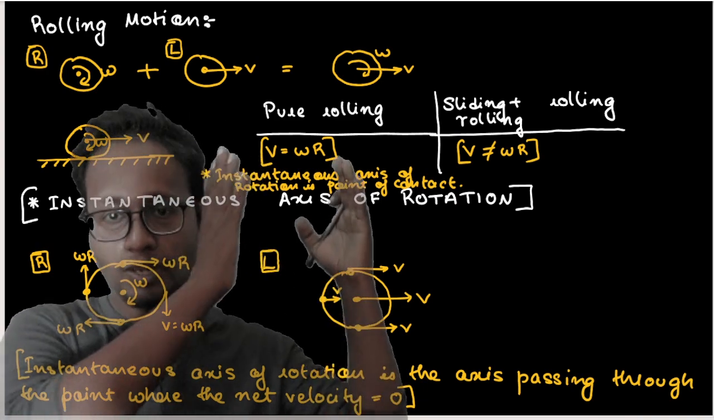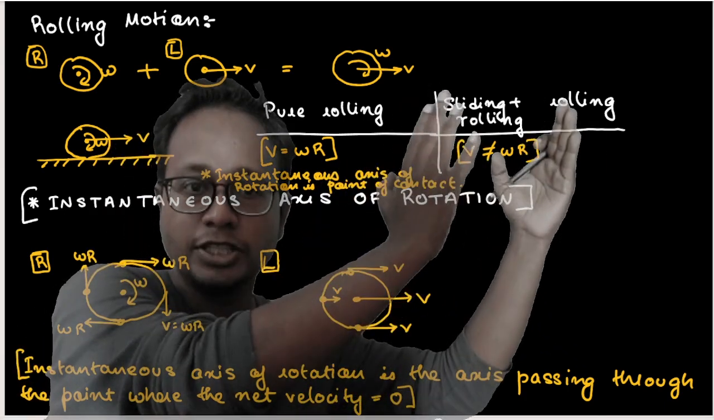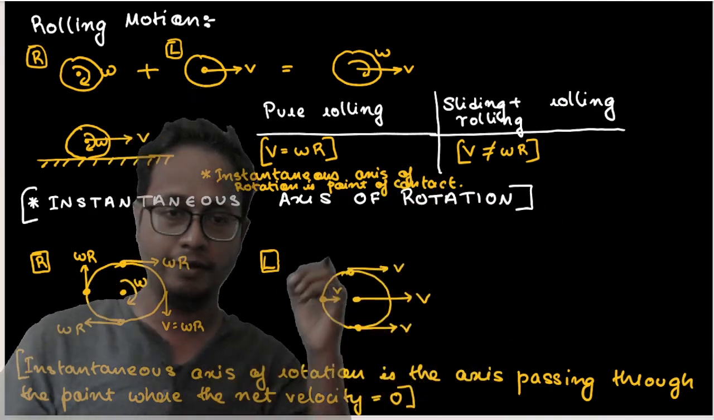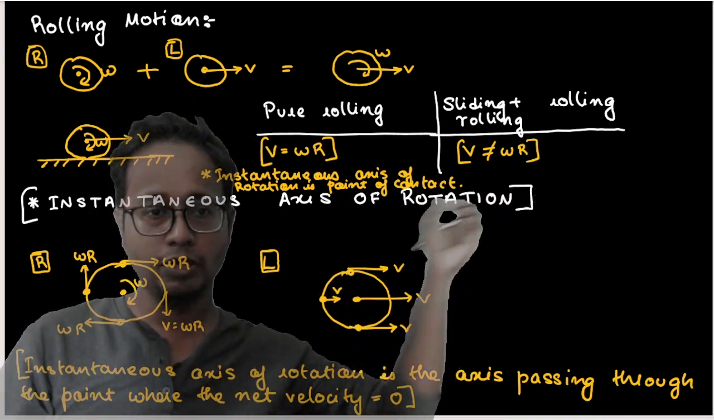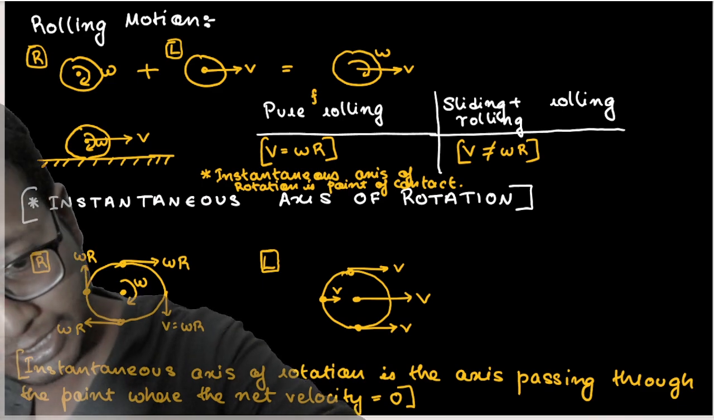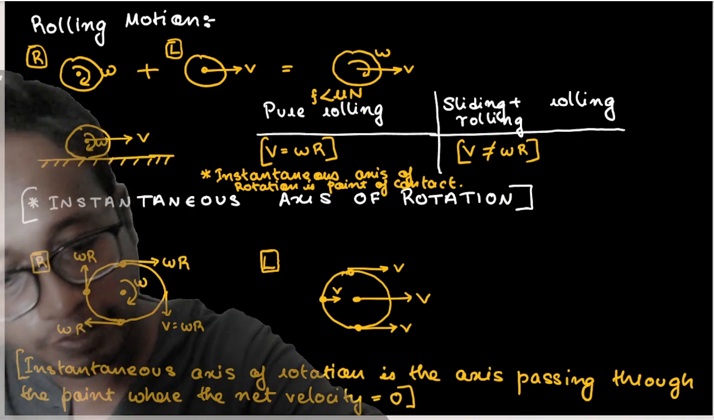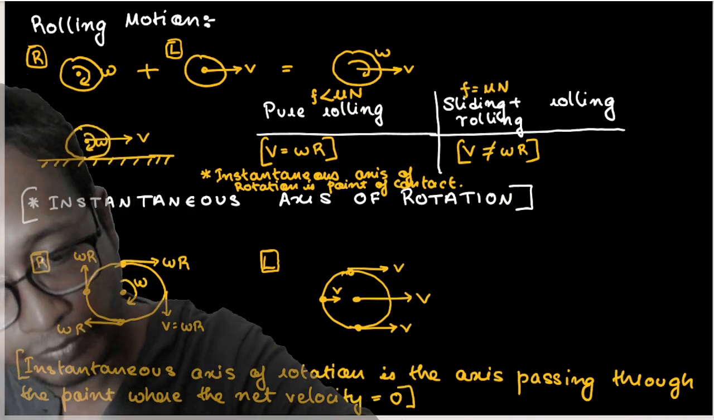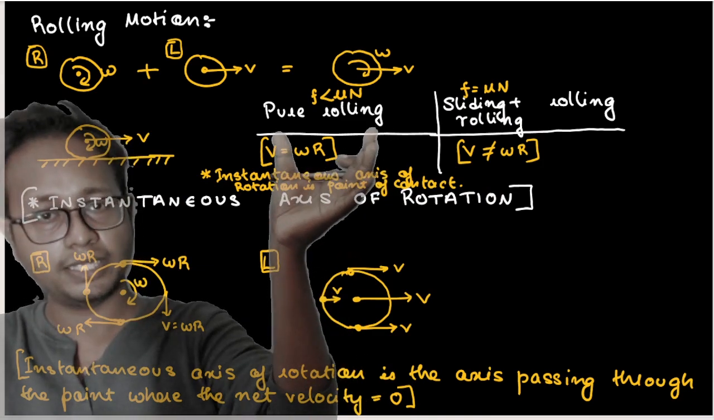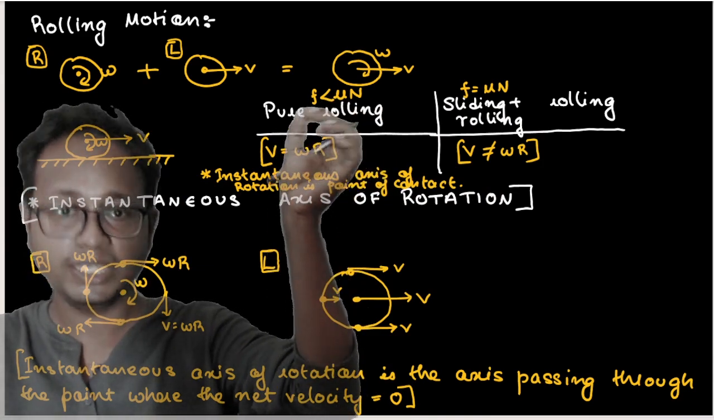What is the value of friction force? You have to find out using equation. However, when sliding plus rolling occurs, friction force equals mu into N, coefficient of friction into normal reaction force. So in case of pure rolling also, friction force exists, which is much lesser than mu N. In case of impure rolling, friction force equals mu N. Whenever sliding is occurring, friction force equals mu N. Whenever pure rolling is there, friction force is much lesser than mu N. What is the value of F? I don't know. We have to find out using equation.